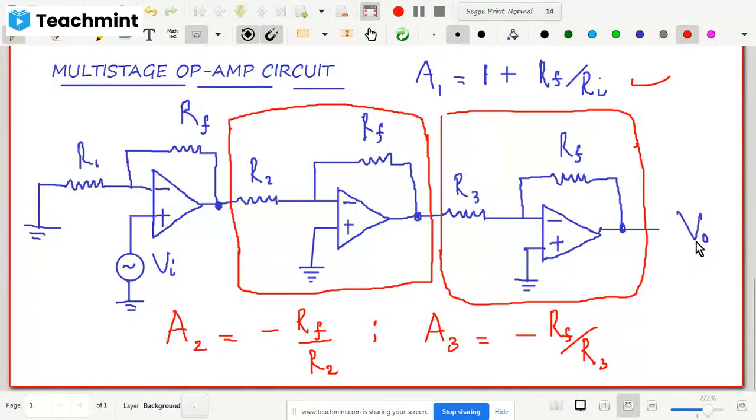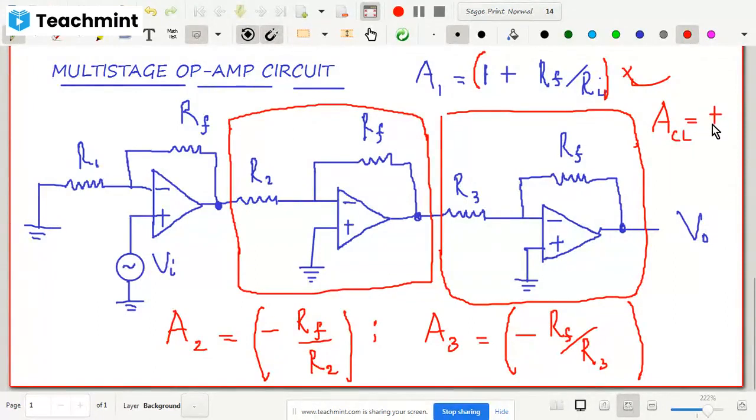Now you find out the total gain. Total gain is A1 into A2 into A3. Now if you multiply all these things, this minus and minus will become plus. So you will get a positive quantity actually. You multiply the first part into minus RF by R2 and again into minus RF by R3. So this minus and minus becomes plus. So what will be the overall gain? If I write the overall gain as ACL, whether it is positive or negative, the overall gain here is positive.